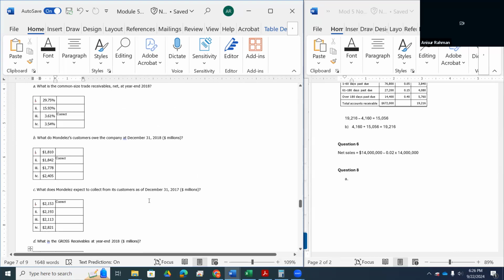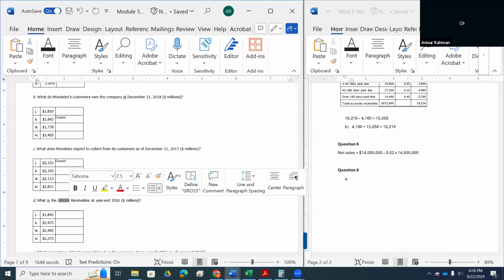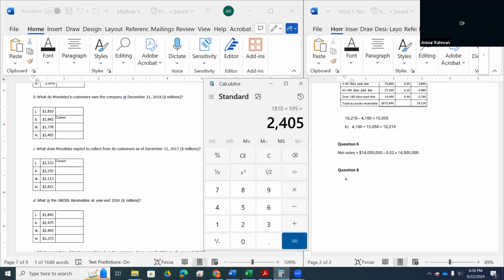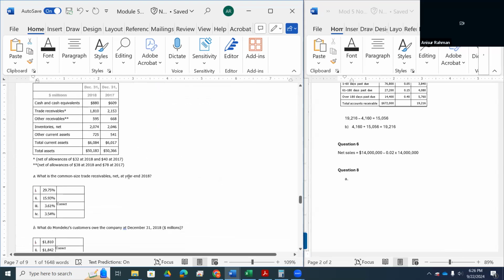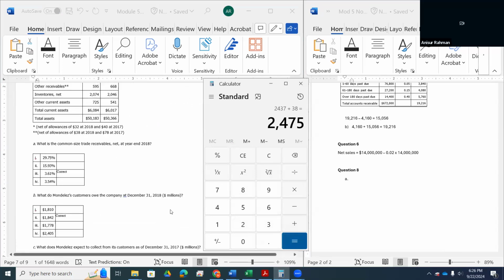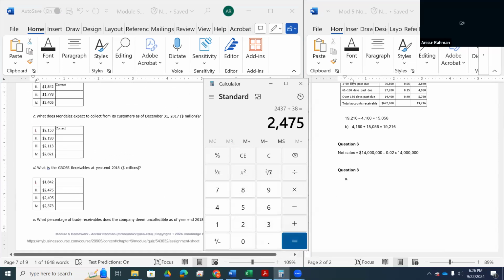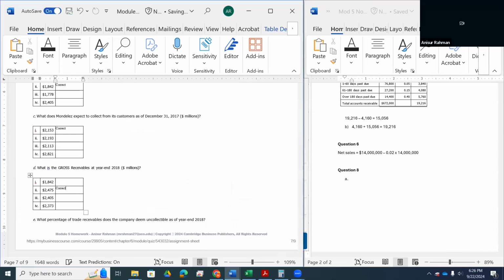It is talking about gross receivables. So we have to add these allowances too. So plus 32 plus 38. So 2475. So that is the correct. So it is talking about gross receivables, not net.